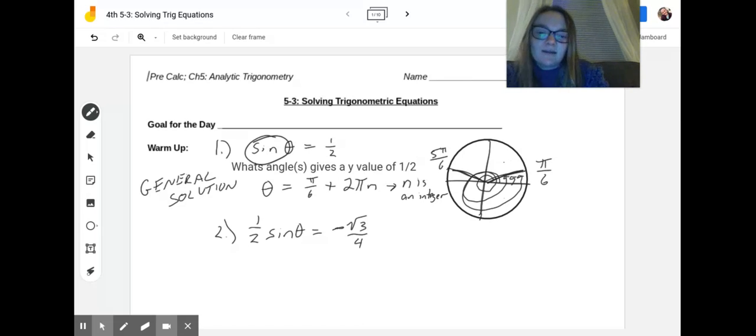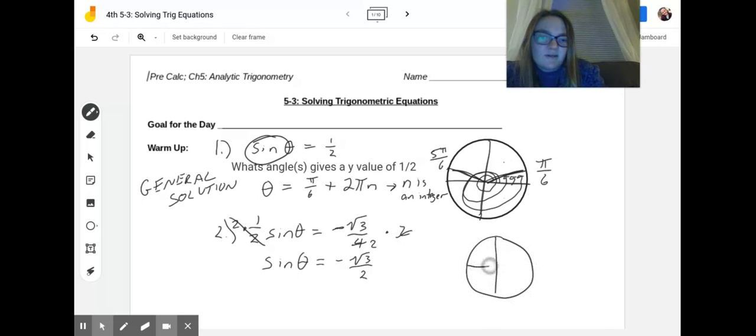One half sine of theta is equal to negative radical 3 over 4. What I'm going to do is multiply by 2 on both sides to cancel this one half out. So what I'm left with is sine of theta is equal to, well, if I have negative radical 3 over 4 times 2, using a little cross simplification, I'm going to get negative radical 3 over 2. Well, negative radical 3 over 2 is a number that's on my unit circle.